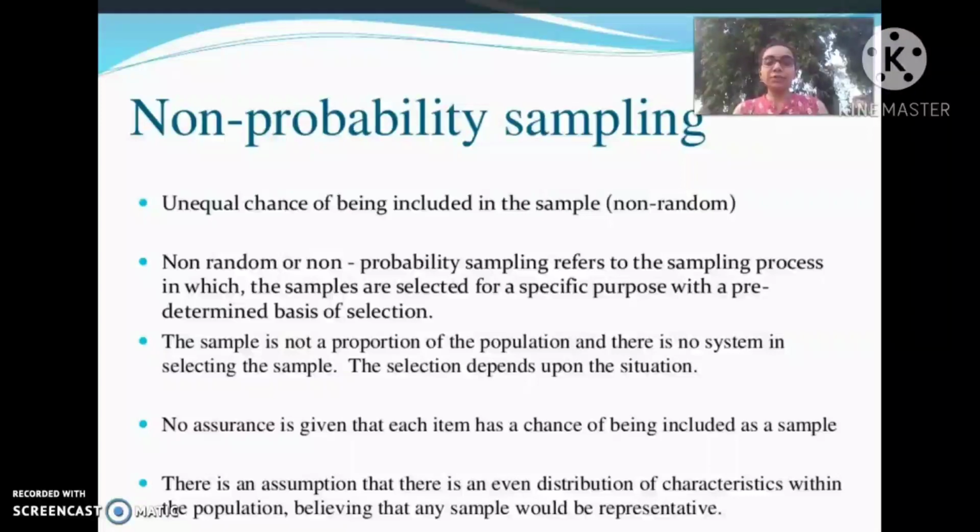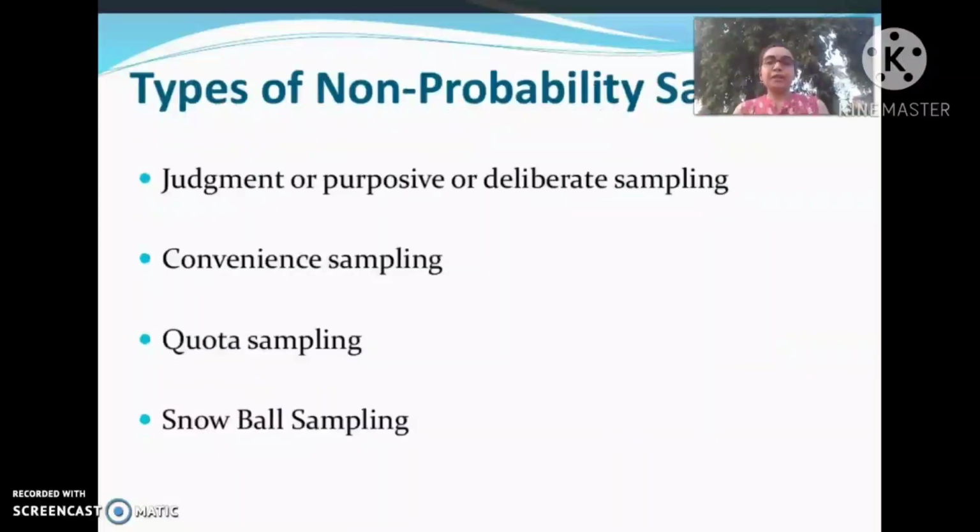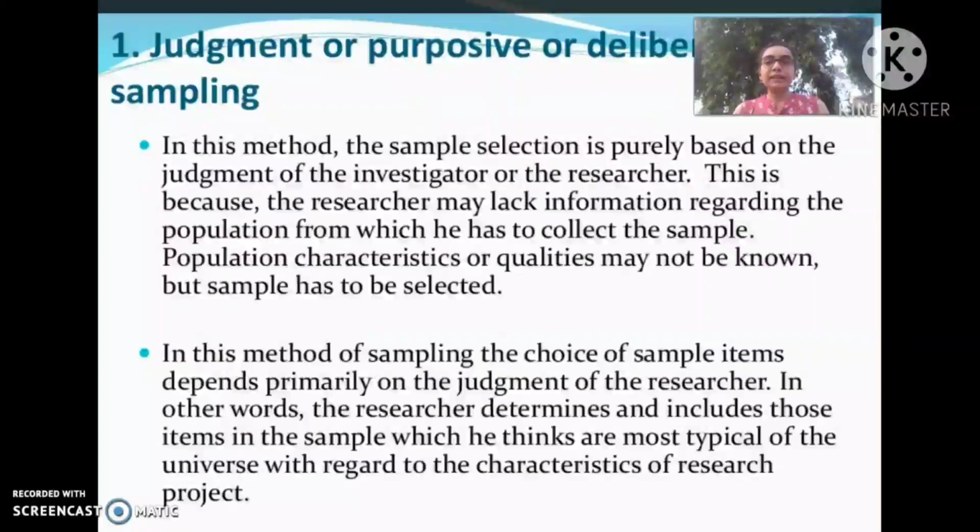There is an assumption that there is an even distribution of characteristics within the population, believing that any sample would be representative. So, the types of non-probability sampling methods are judgmental, convenient, quota and snowball sampling techniques. Let's see one by one.